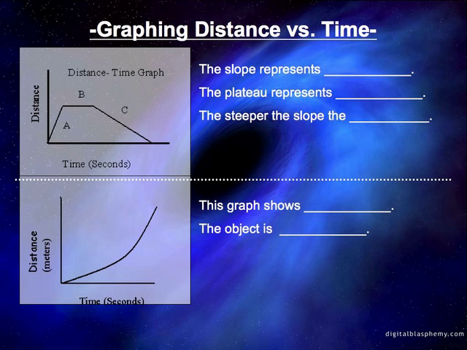So, as time goes on, the distance that this object has traveled gets farther and farther away. What's happening here at B then? Staying the same distance. It stopped. It's staying the same distance.